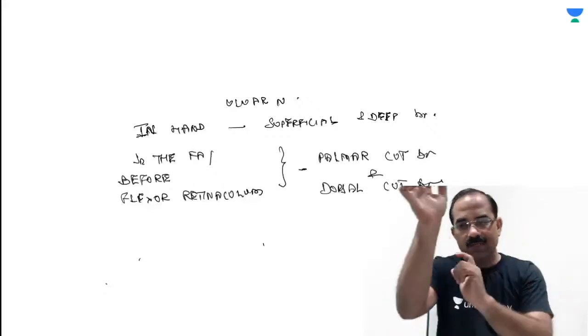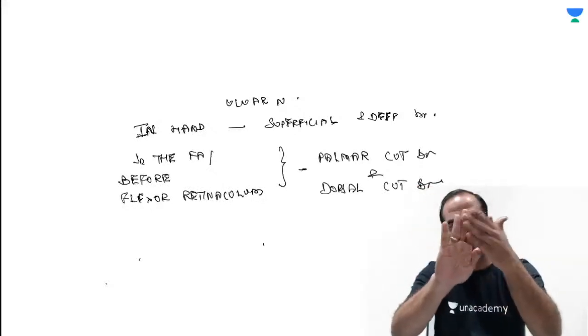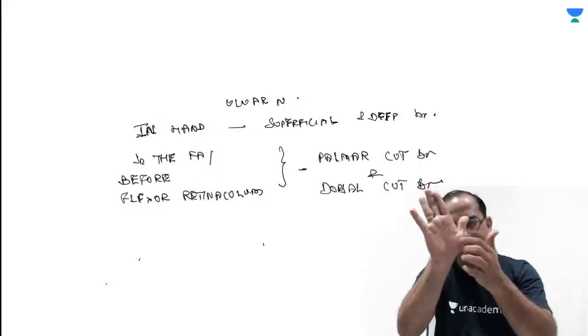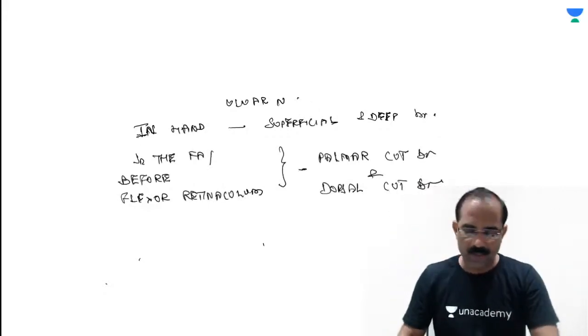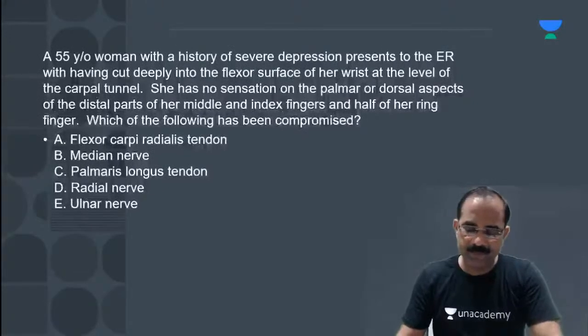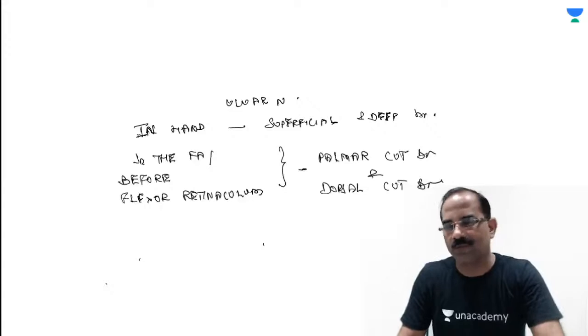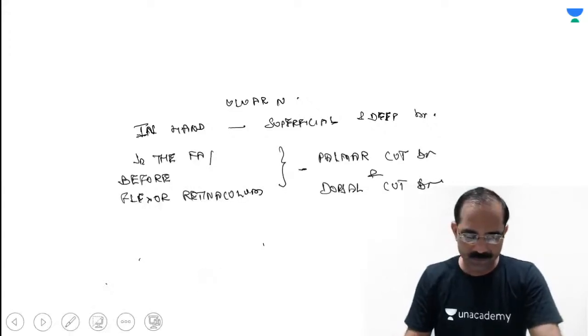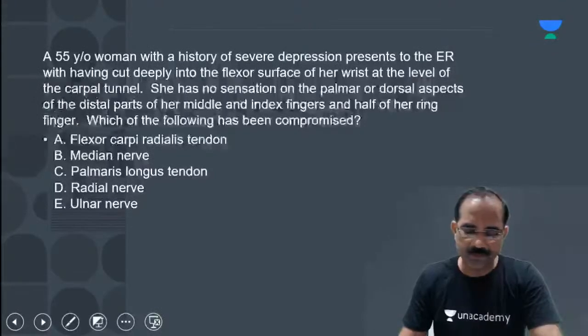But suppose the median nerve is injured in the forearm or in the arm, then there will be a loss of sensations here. There will also be a loss of sensations here. I hope this is clear to all of you. ठीक है, is this clear, students? Just tell me if this is clear. I'll show you one very good MCQ. Have a look at this.